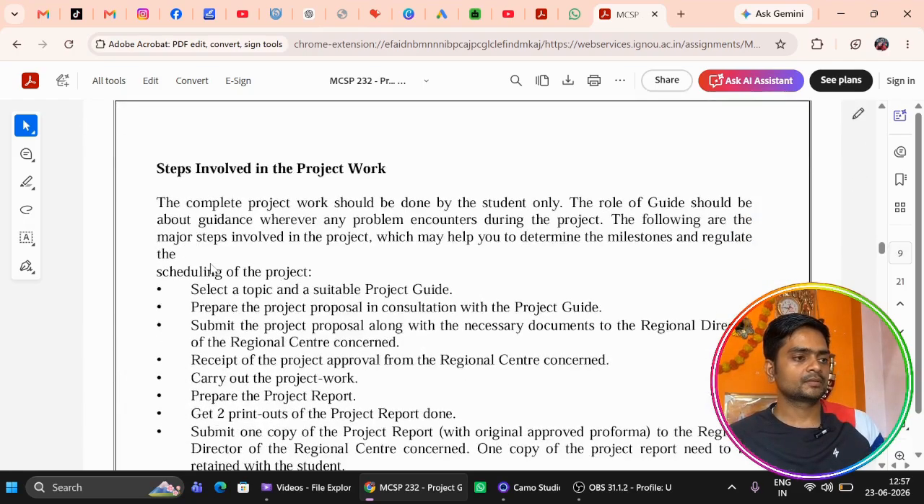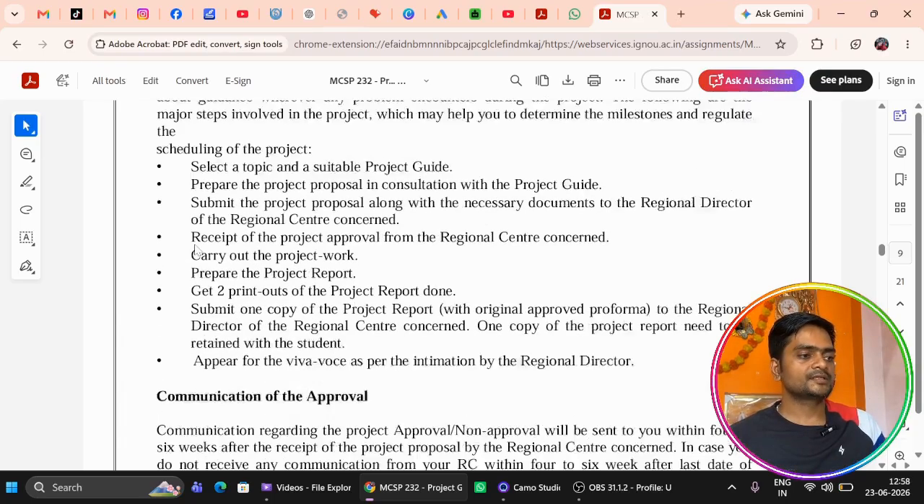Now let's come to the most important part, steps involved in the project work. So what are the steps? You have to understand the steps, how you can go one by one to complete your project work. The complete project work should be done by the student only. The role of the guide should be about guidance whenever a problem is encountered during the project. The following are the major steps. So let's talk about the major steps.